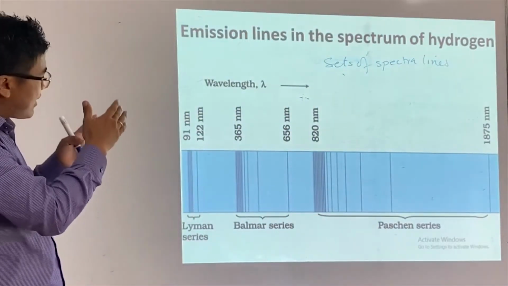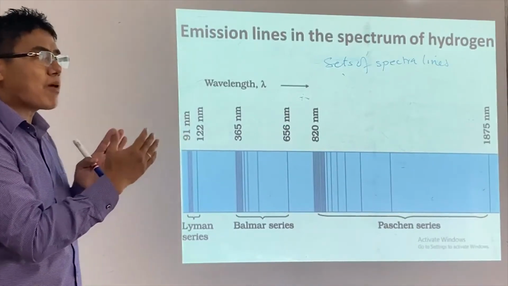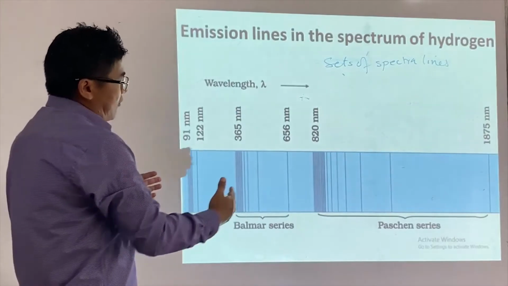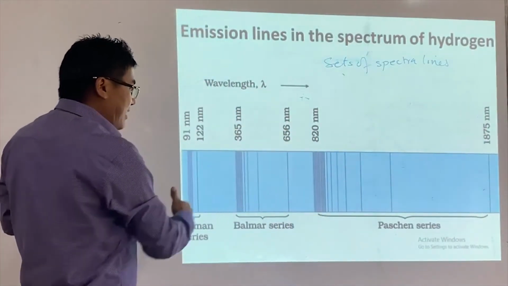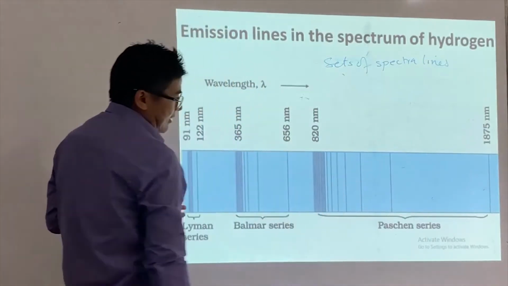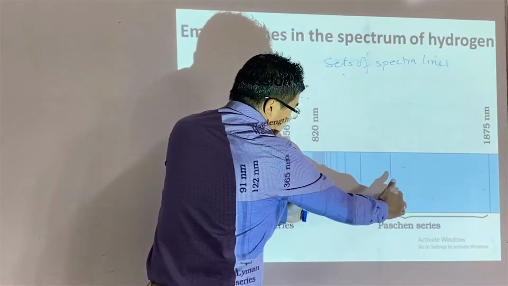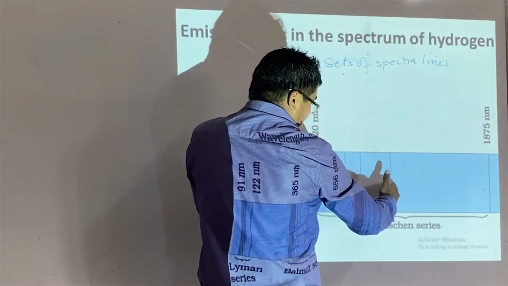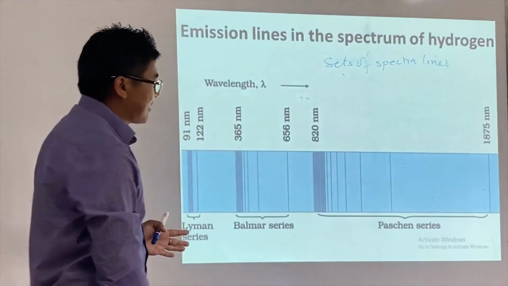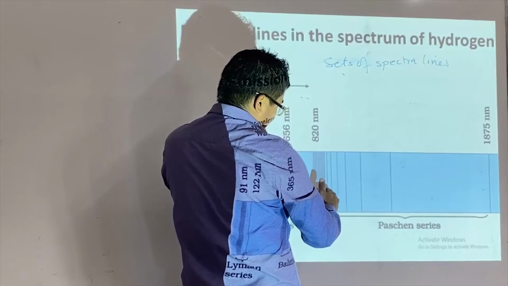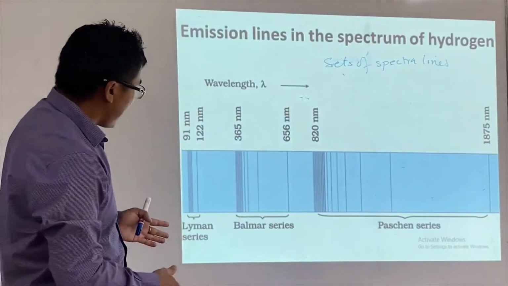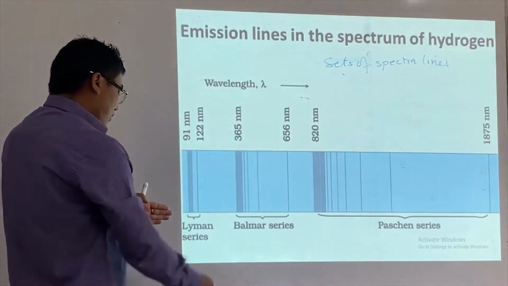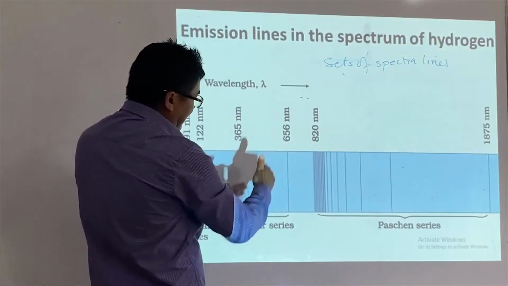And if you just see a particular set of spectral lines, you see some kind of pattern, right? A nice pattern. The pattern is that as the wavelength decreases, the distance between the spectral lines starts decreasing. Look at this, for this spectral series, as the wavelength decreases, the distance between the spectral lines decreases, and after some time the lines become very, very close. When you go from a longer wavelength to a shorter wavelength, the distance between the spectral lines decreases.